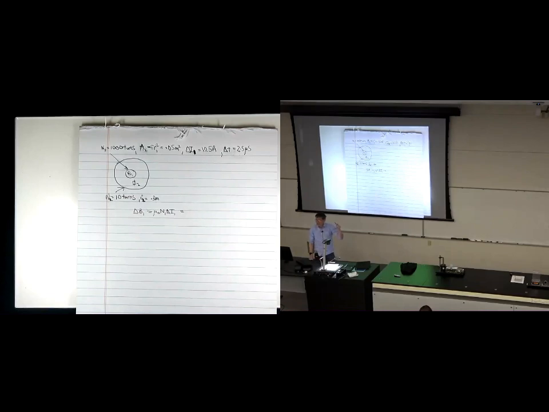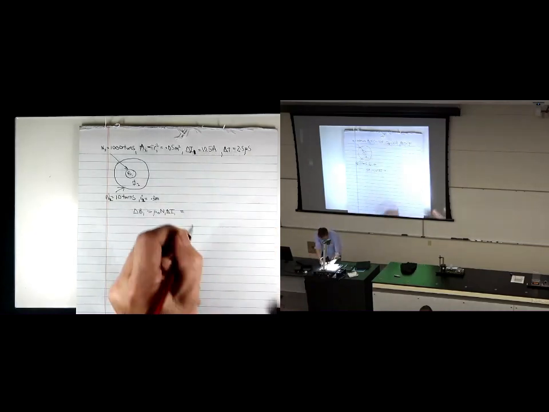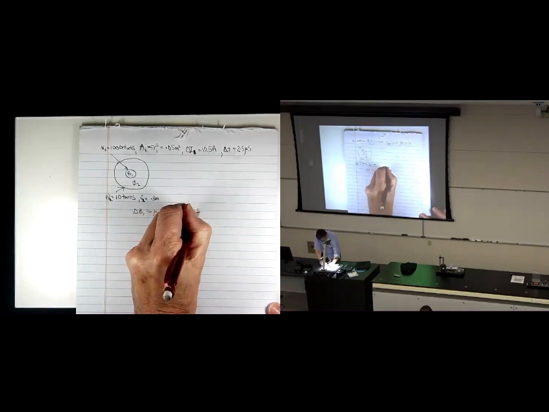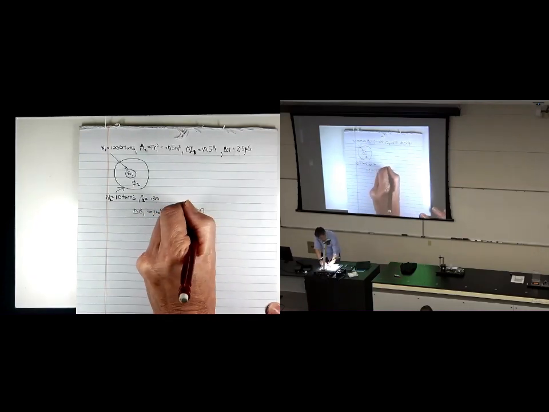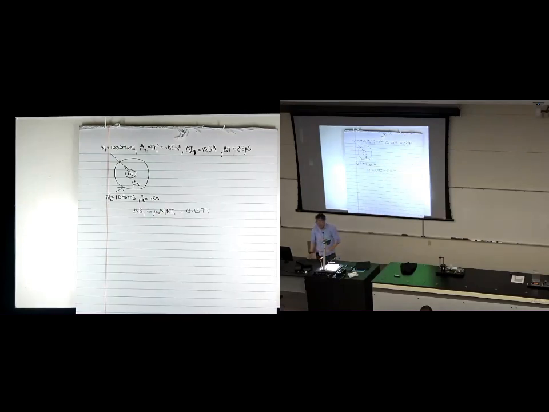Mu naught, that constant of nature, is 4 pi times 10 to the minus 7 Tesla meters per amp. I won't write it down. N1, the number of turns of the solenoid, was 1,000. The change in current, I1, we wrote down as 125 amps. So I just have to plug all those numbers in, and you get a magnetic field in Teslas. I got 0.157 Teslas. So that's the field inside the solenoid when it's switched on. It's the change in field when I switch from on to off or off to on.